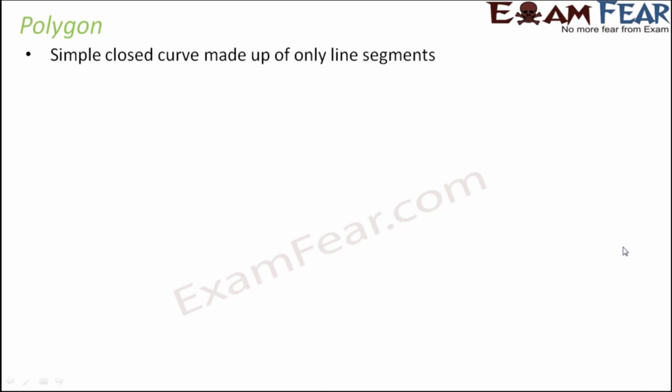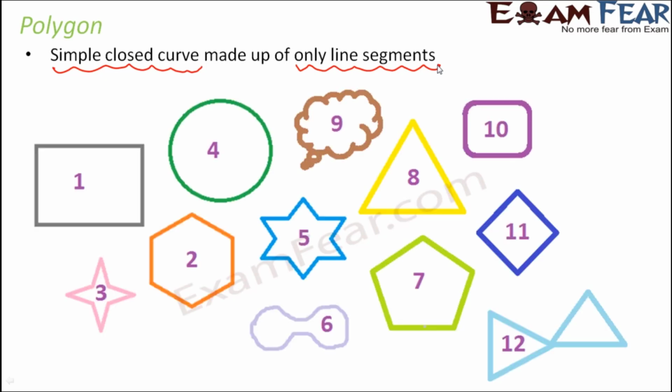It is a simple closed curve made up of only line segments. Now this again is important. It is a simple closed curve, so it can never be an open curve. At the same time, it should never be a non-simple curve. Another criterion is that it has to be made up of only line segments, only lines. Now it can have multiple lines. That is why the name is polygon. Poly means many, so many line segments can form a polygon.